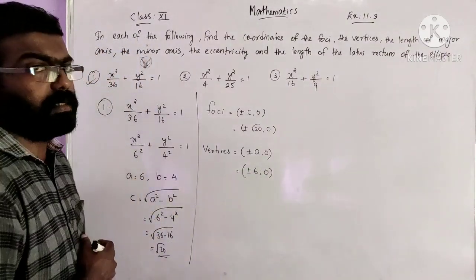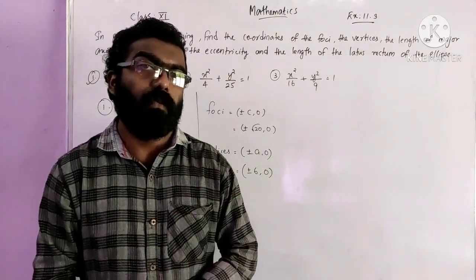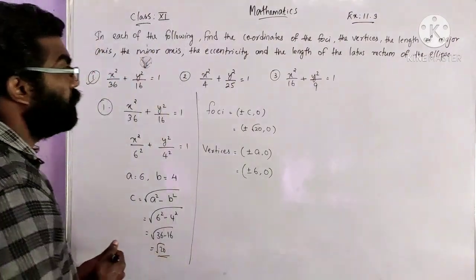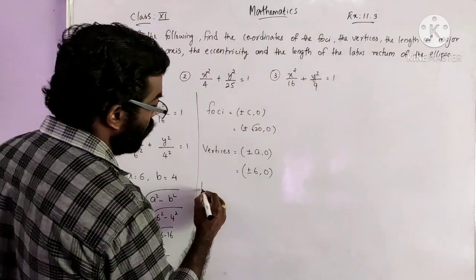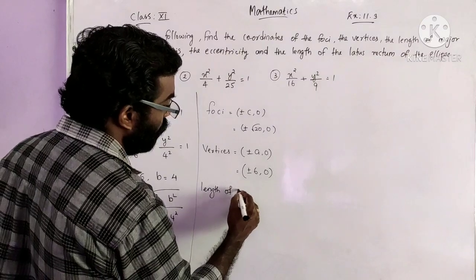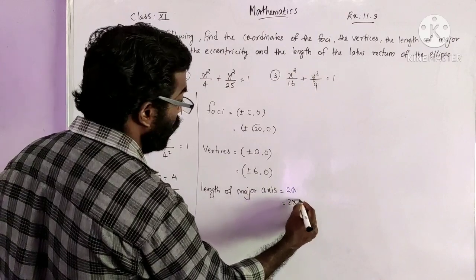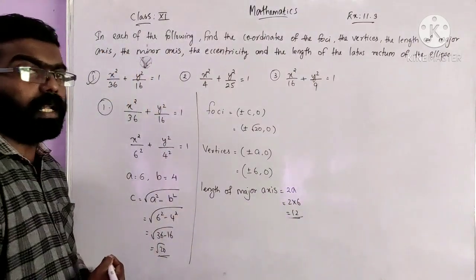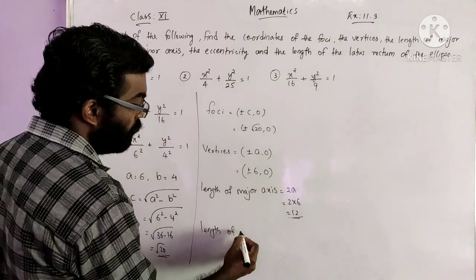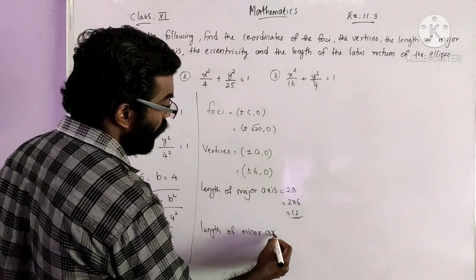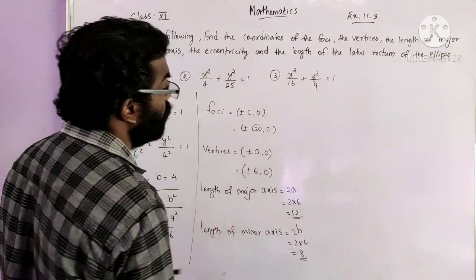And the length of major axis. We know the major axis is a line segment which passes through the foci. So here the major axis is the x axis and the length of major axis is 2a. Here it is 2 into 6, 12. Then the length of minor axis, here it is the y axis and the length is 2b. So 2 into 4, which is equal to 8.